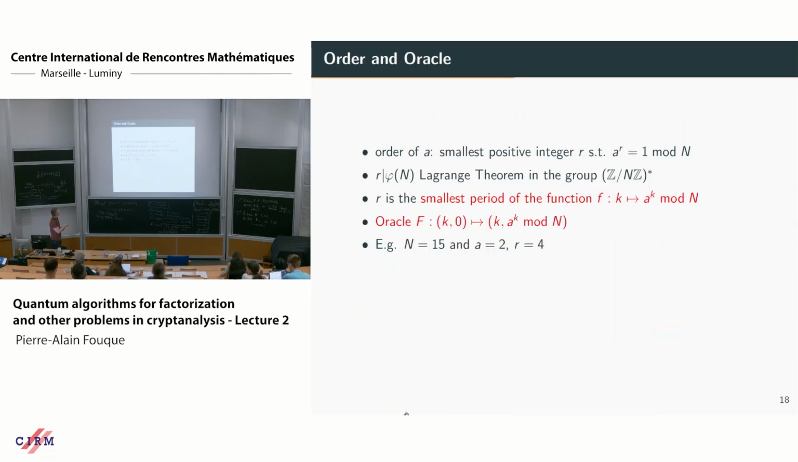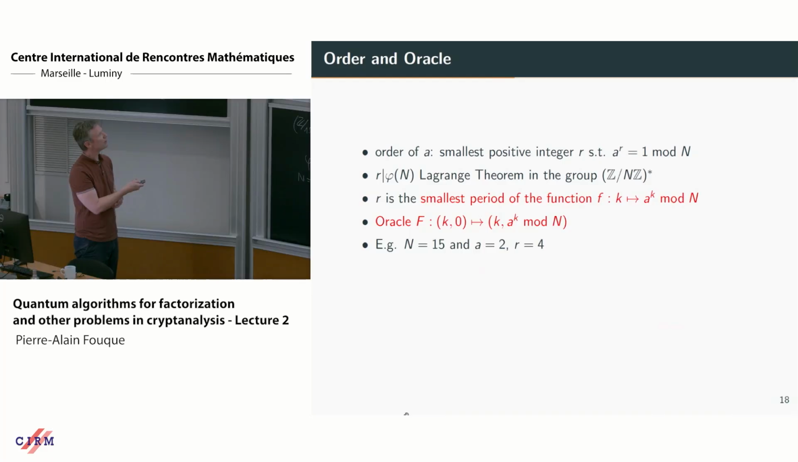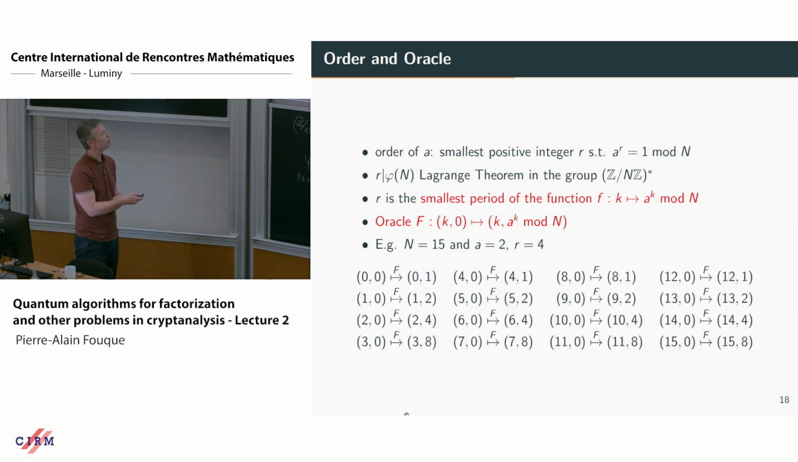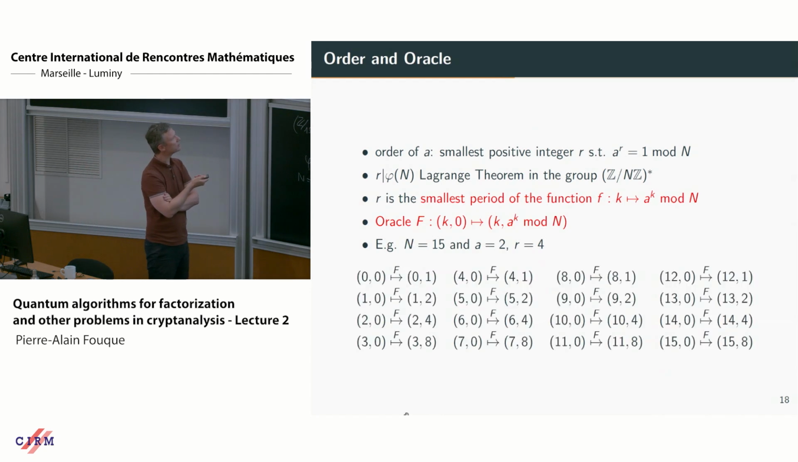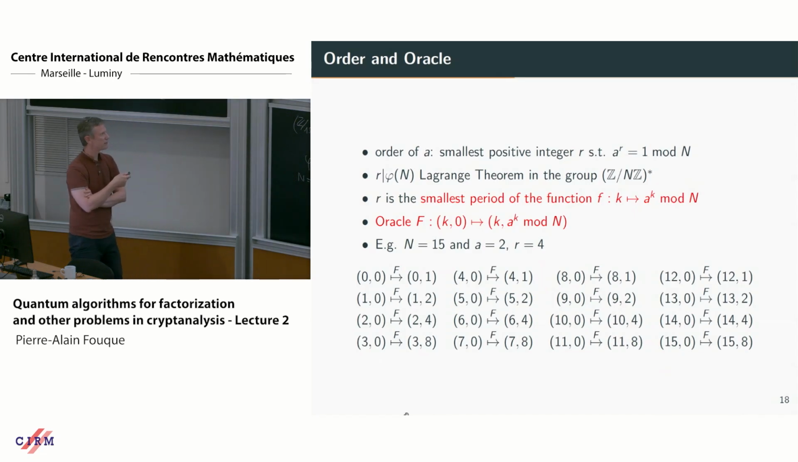Okay, so now I am just looking at the oracles that we will use. So we have to compute this function, but as usual, this function is not invertible, so the mapping, we have to make it invertible. So here the first element is the same, okay? And here I compute, in fact, a to the k mod n.